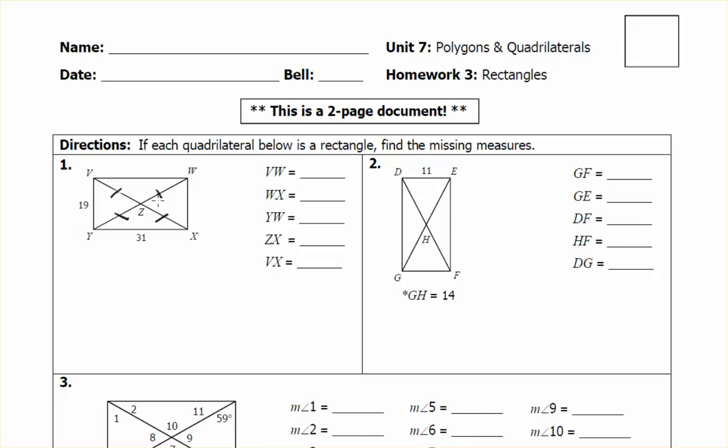And the other property that hopefully you guys know already is that the angles are 90 degrees. And also keep in mind that a rectangle is still a type of parallelogram, so we're still going to be using those properties. So let's get started with number 1.